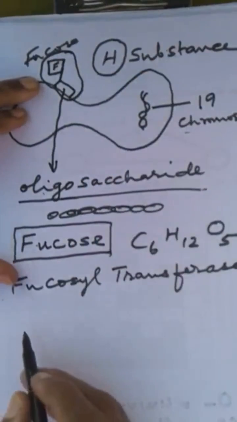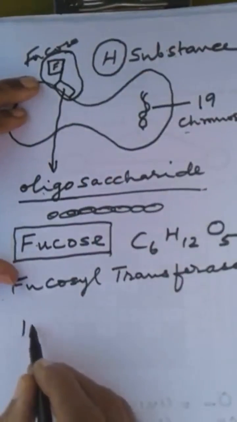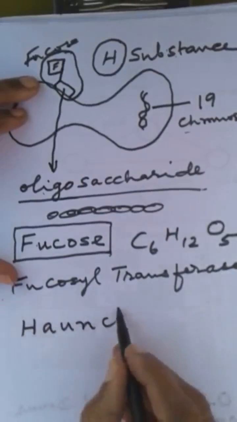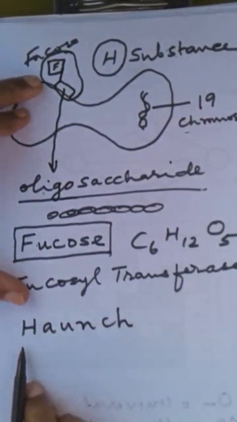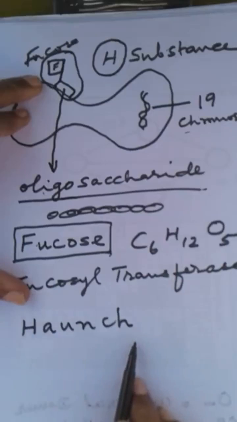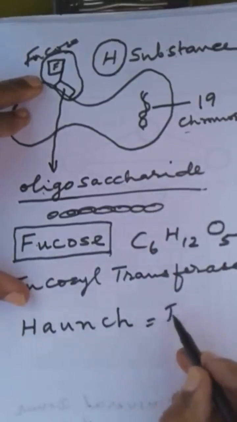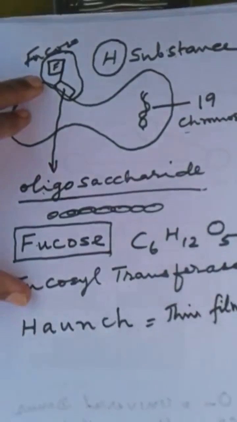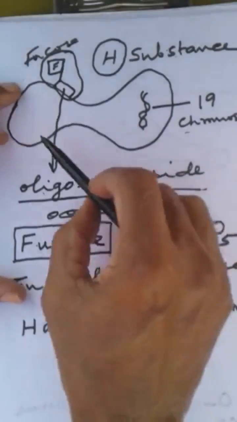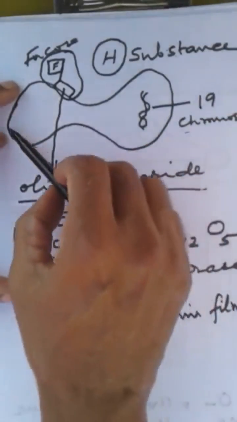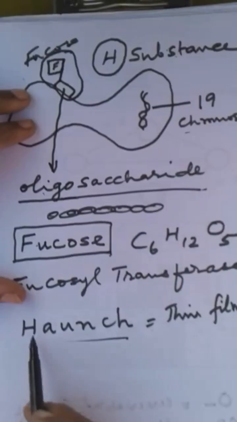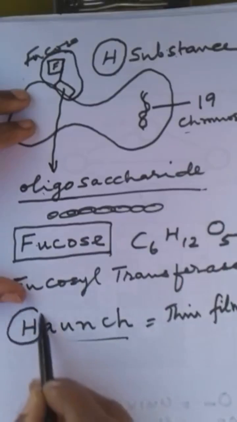In the German language, there is a word, H-A-U-N-C-H, haunch. Haunch means thin film. So they noticed a haunch on the surface of the red blood cells, and they called it H substance. That means haunch substance.